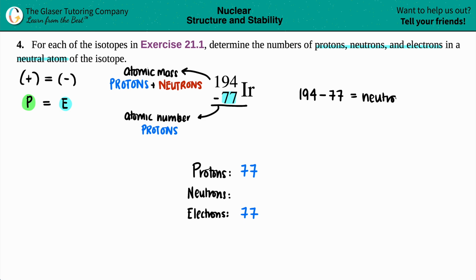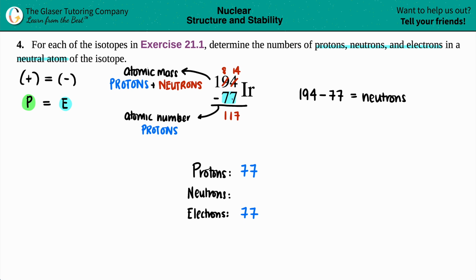You could also plug this into the calculator if you wanted to. Or do old school math, which I might do. But any which way, just to get the number of neutrons. So 194 minus 77, let's see. So we have a 4, this would be 14. This would be an 8. So you got 117. So we'll just say 117.